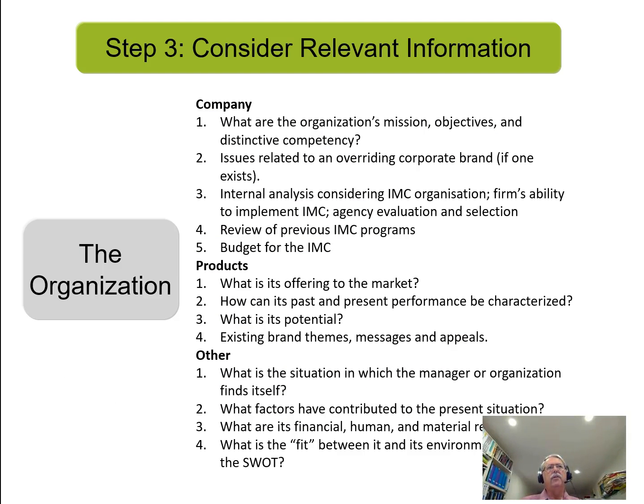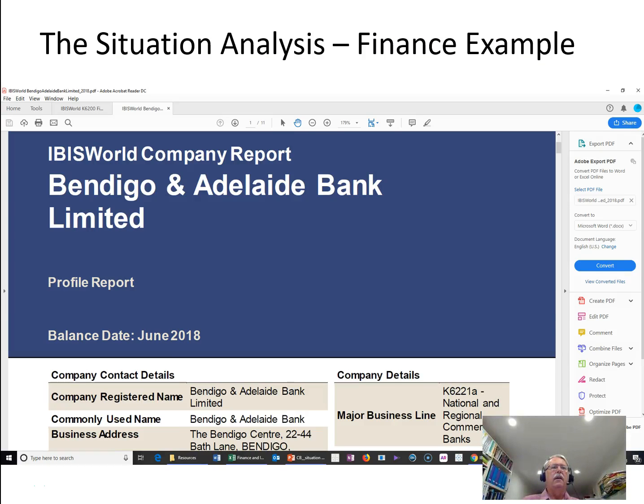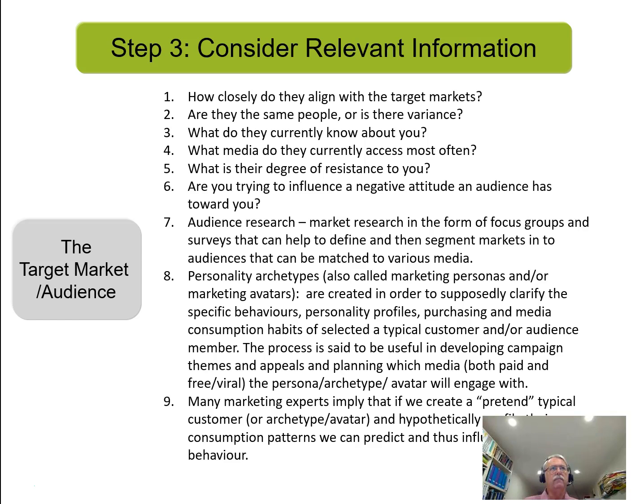If you're looking at the organisation itself, say you're looking at the finance industry and you pick a particular bank. You want to know what their objectives are, what the issues are, what products they offer, and factors which have contributed to the present situation, such as the Banking Royal Commission. For example, IBISWorld have a report on all of the major banks and financial institutions, and I just pick one here, which is the Bendigo and Adelaide Bank, and there's a profile report, and you can obtain this information from the library's database if you wish.